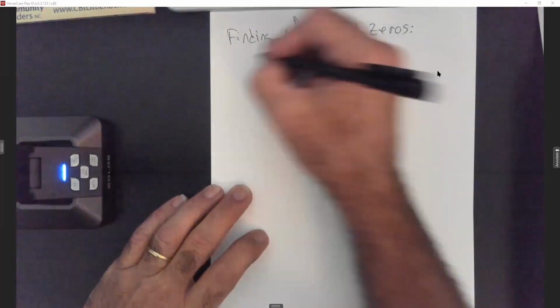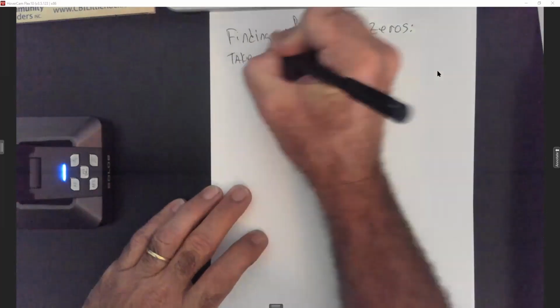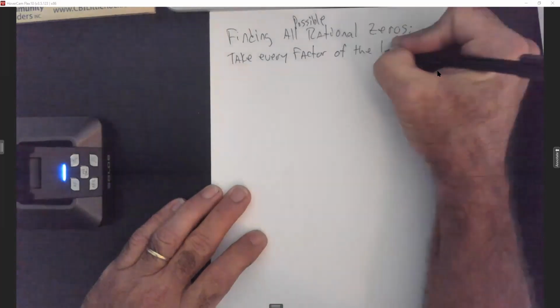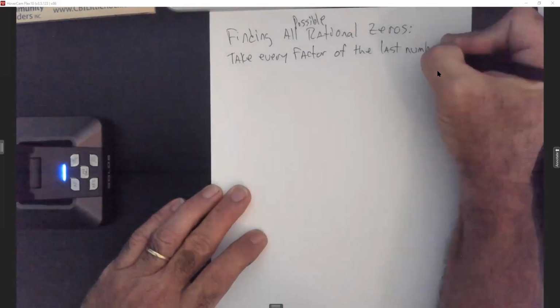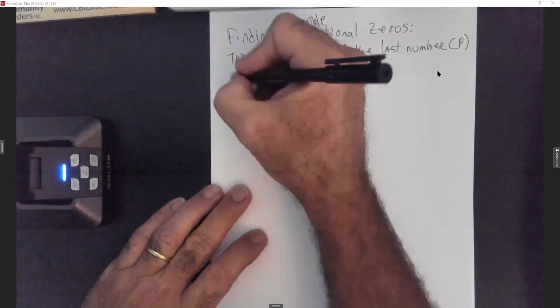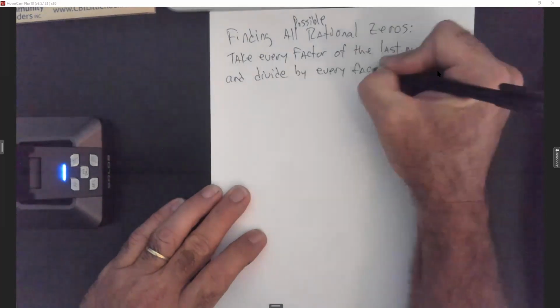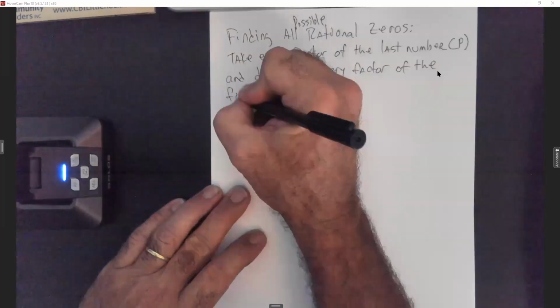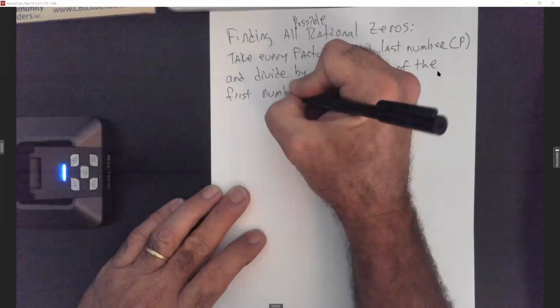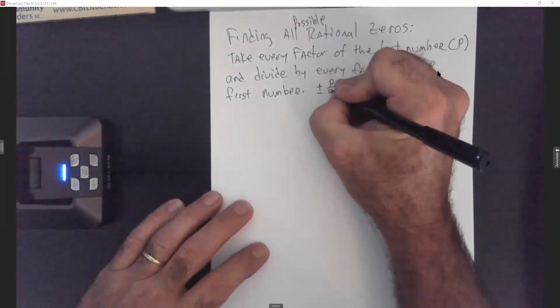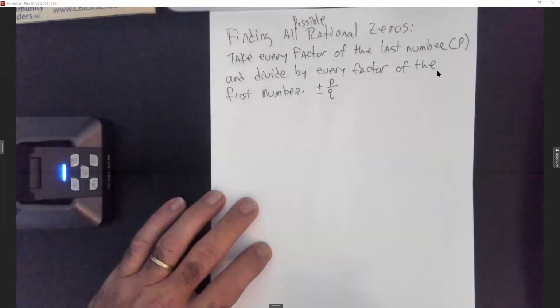So to find all rational zeros, you're going to take every factor of the last number, and I'll call that P, and divide by every factor of the first number. By doing that, that will give you all the possible numbers that you could check as zeros for these polynomials. So you're always going to have a plus or minus factors of P divided by the factors of the Q. So let me show y'all an example.